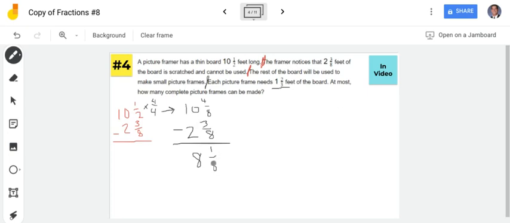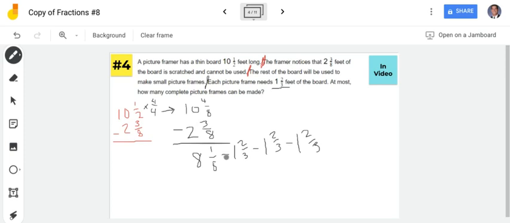So here's the board that I have, 8 1/8. If I make one picture frame, I need 1 2/3. So let's say I take away 1 2/3 because I'm going to make one picture frame with it. Let's say I take away another 1 2/3 because I make my second picture frame. Then I take away a third 1 2/3 to make my third picture frame. And so look what I'm doing here. Every time I make a picture frame, I'm taking away 1 2/3 feet of that board. And so as you can see, I am repeatedly subtracting.